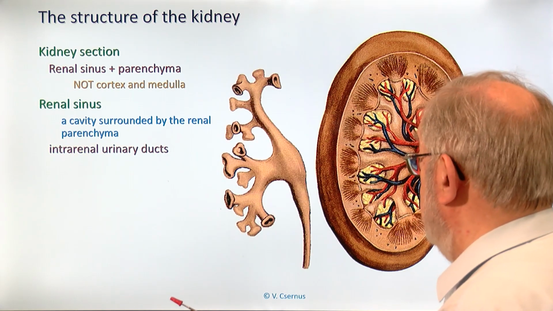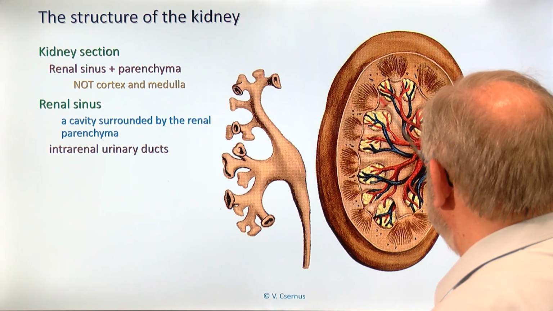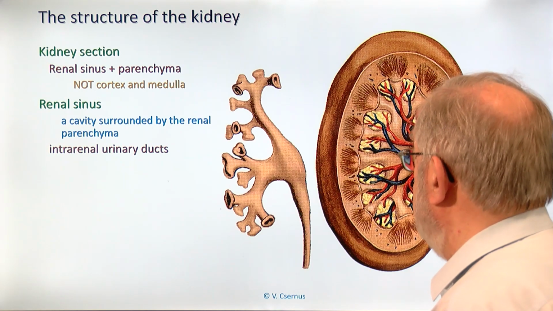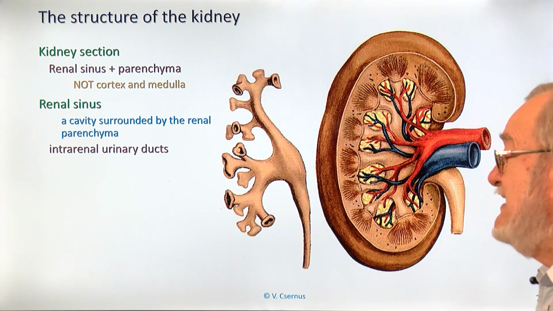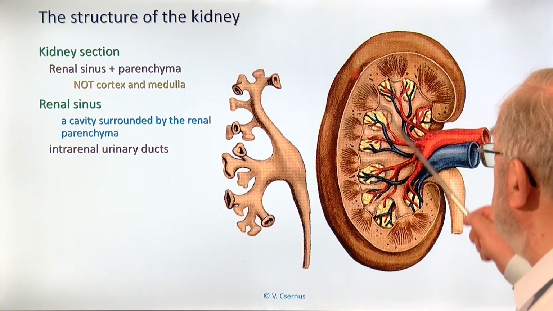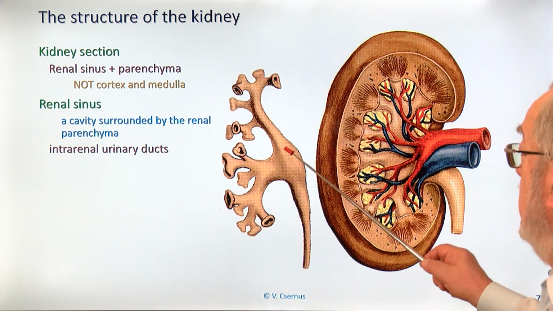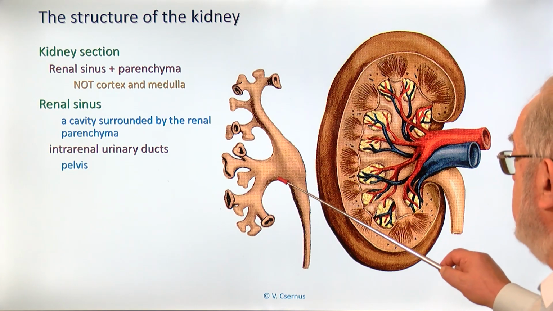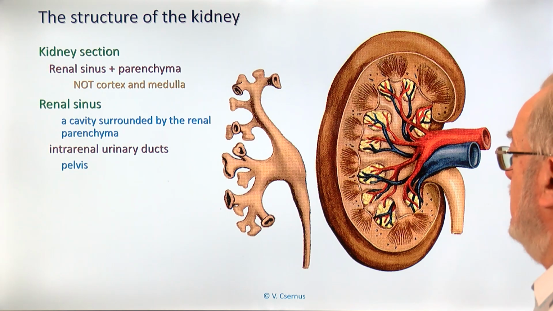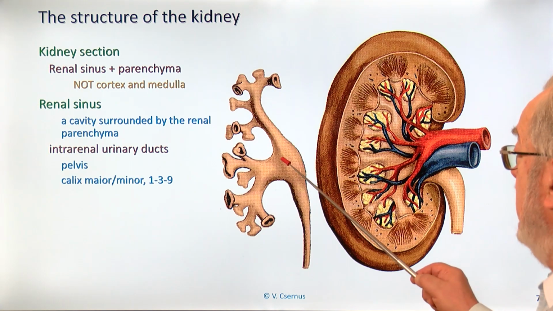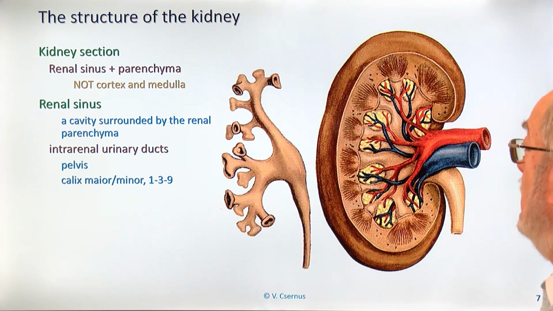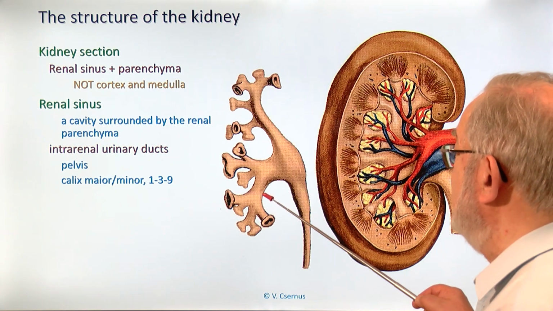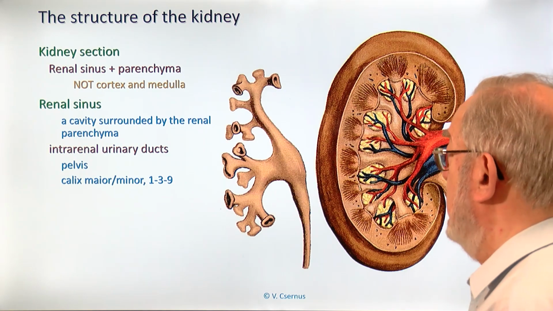What does it contain? The number one content is the intrarenal urinary duct system. This is the duct system which conducts the ready-made urine produced by the parenchyma. It consists of a pelvis. It's a single cavity which continues with the ureter. Then we have larger and smaller areas. The largest are the greater calyxes, and the others the smaller calyxes.